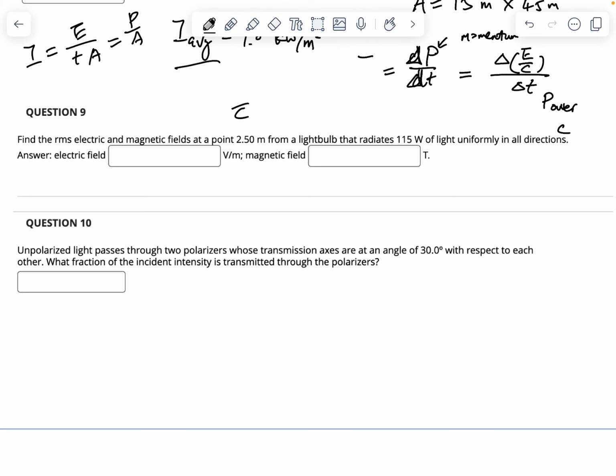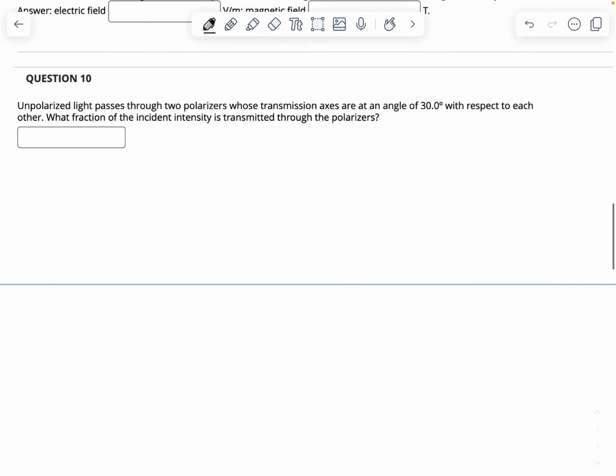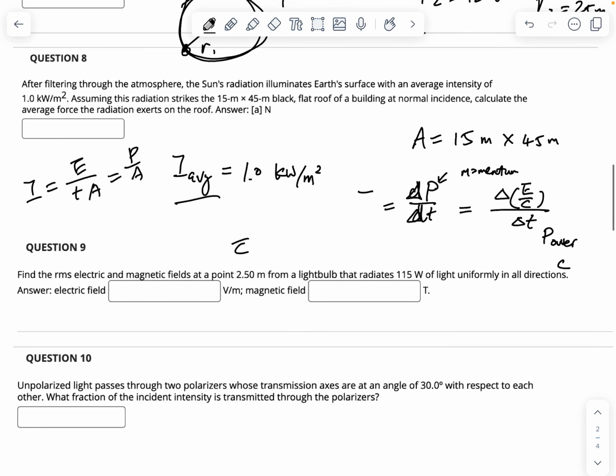Number 9. Find the root mean square electric and magnetic field at a point R equal to 2.50 meters from a light bulb that radiates, okay, so we know power equal to 115 watts of light uniformly in all directions.